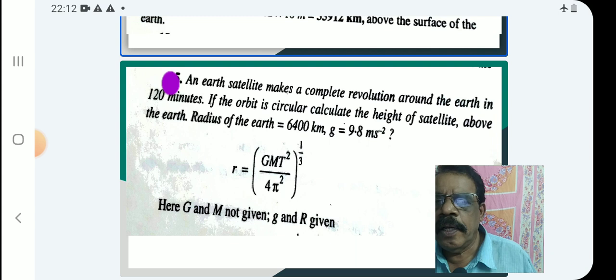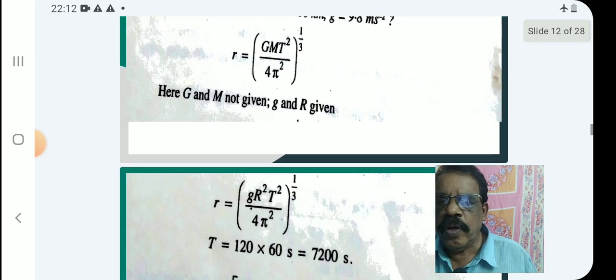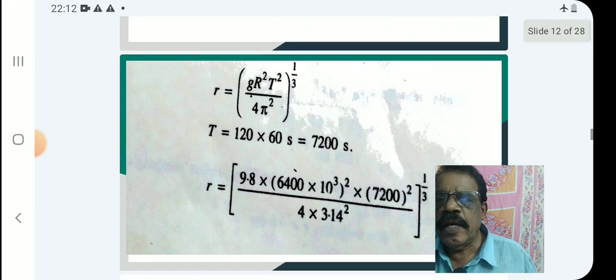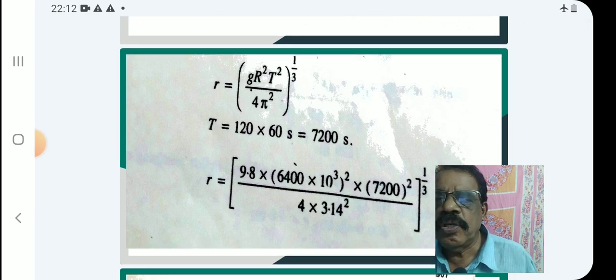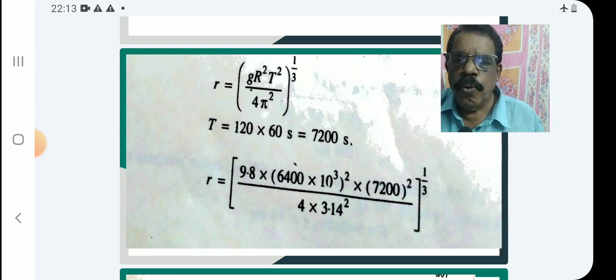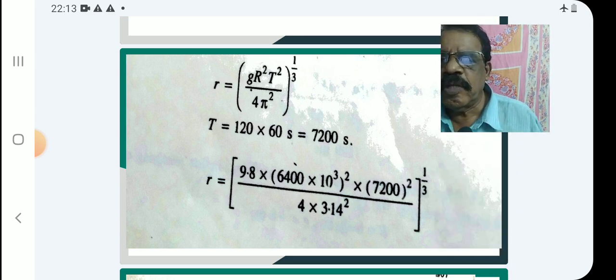So here small r is (GMT² by 4π²) to the power 1 by 3. Here GM is needed; G and M, M is not given, but g and R are given, and capital GM is small g into R square. So we put here r is (gR²T² by 4π²) to the power 1 by 3. Put the values in their appropriate place.